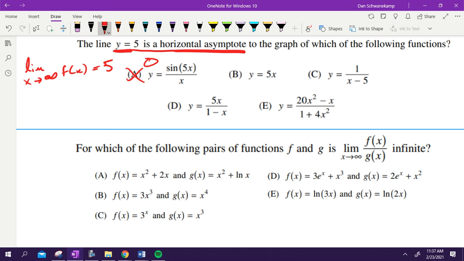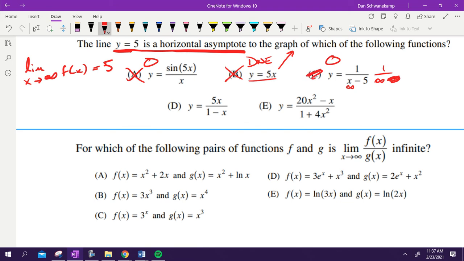Letter B, it's the line y equals 5x, so it's a line that keeps going up and up and up. When is it going to stop? Never. It's 5 times infinity. It's going to be D and E. It's going towards infinity. Letter C, if I plug in infinity, it's 1 over infinity minus 5. That minus 5 doesn't really matter. 1 over infinity is getting really close to what? 0, so it's not C.